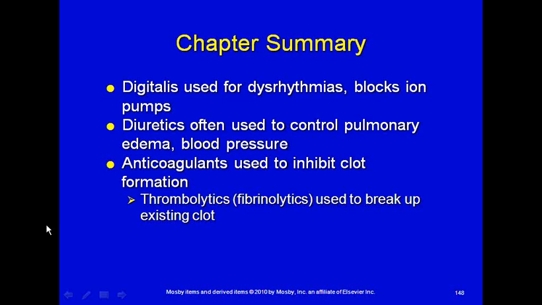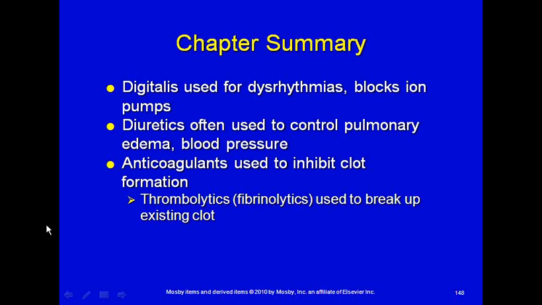Diuretics are used to control pulmonary edema and blood pressure. Not so much pulmonary edema anymore. We shy away from the use of Lasix in the treatment of pulmonary edema, but Lasix is being used in chronic situations of hypertension to help lower blood pressure.